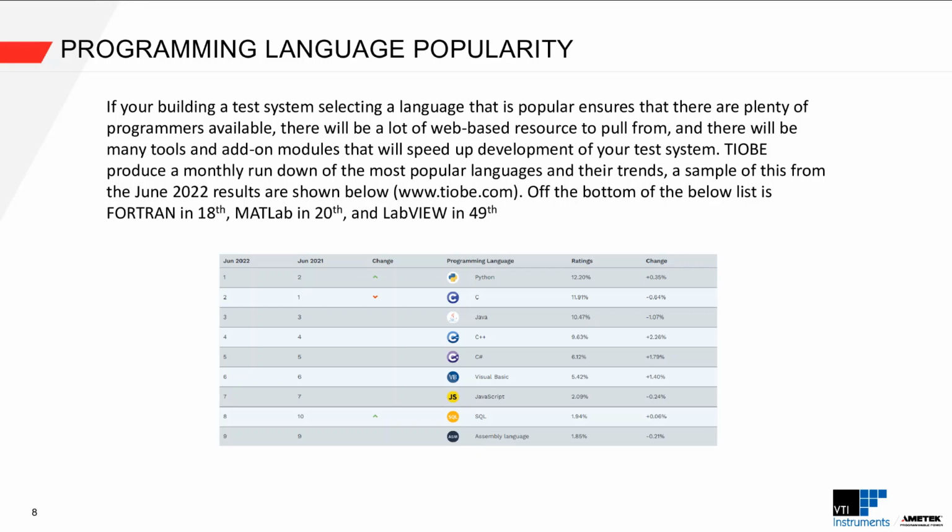Off the bottom of this list, we still have Fortran, which was developed in 1957. It's still there in 18th. MATLAB is closely behind in 20th. Interestingly, and certainly for those in test and measurement, you find out that LabVIEW is down in 49th position. It is the 49th most popular programming language, which in test and measurement, you would think was number one. But globally, it's way down. So you would find far more Python programmers than you would find LabVIEW programmers, as an example.